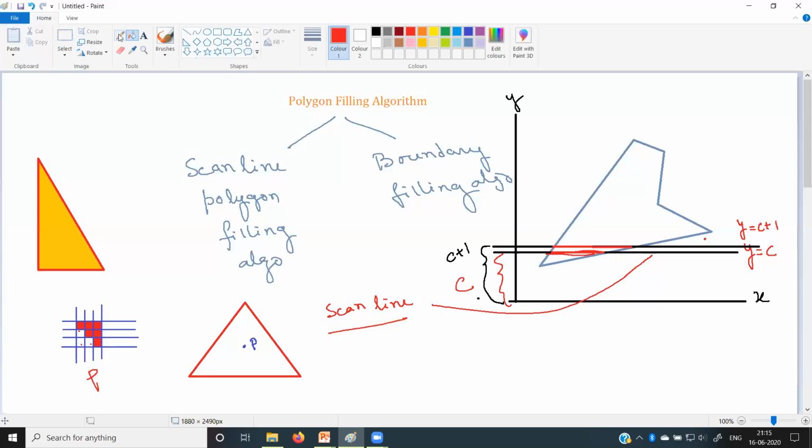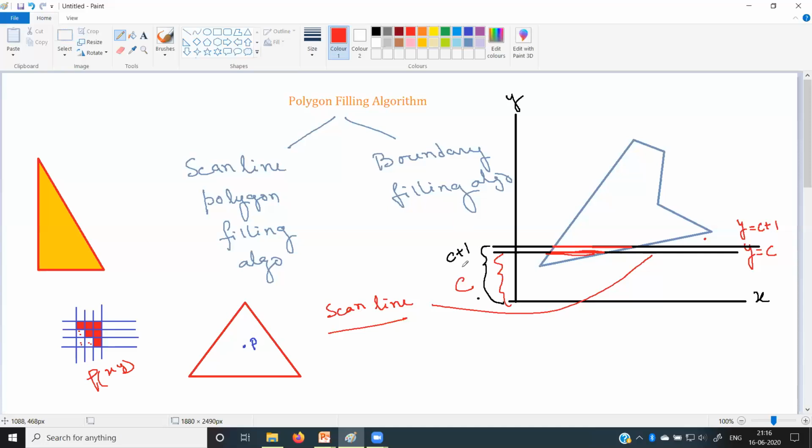So what will be the points? If the center point is P, suppose the coordinate of P is (x, y). Then definitely this will be x minus 1, this is x plus 1, and the bottommost is y minus 1 and this is y plus 1. By taking the different combinations of x and y, we can find the points. Those 3 points are not inside the polygon, so we will not color them red. In this way, by selecting the points and by finding the boundary, we can color the entire polygon. This type of algorithm is called the boundary filling algorithm.